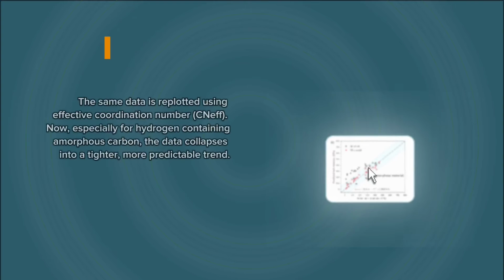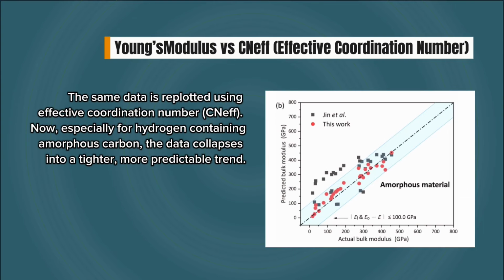The same data is replotted using effective coordination number. Now, especially for hydrogen-containing amorphous carbon, the data collapses into a tighter, more predictable trend.